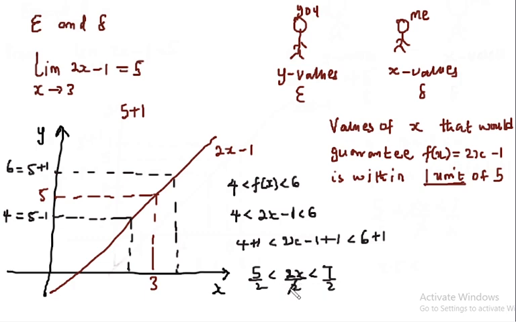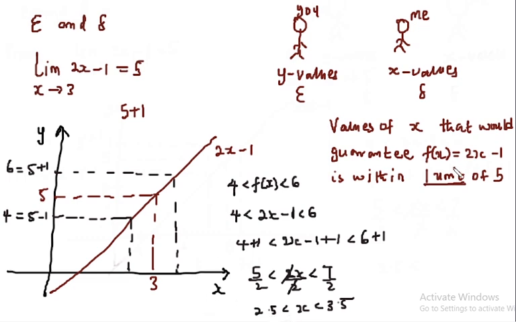I divided by 2, so this cancels out this. 5 divided by 2 is 2.5, less than x less than 7 divided by 2, which is 3.5. This is my range of values of x that I have to give back to you.